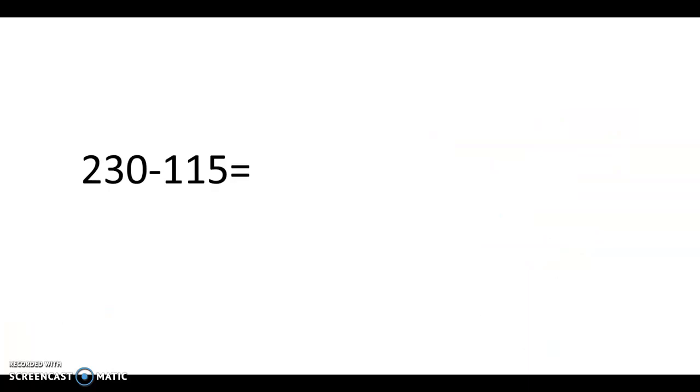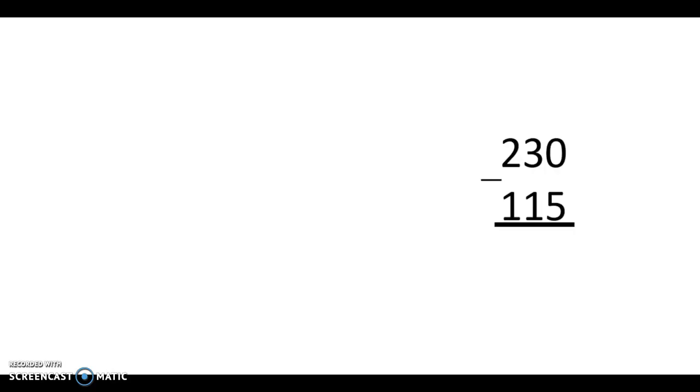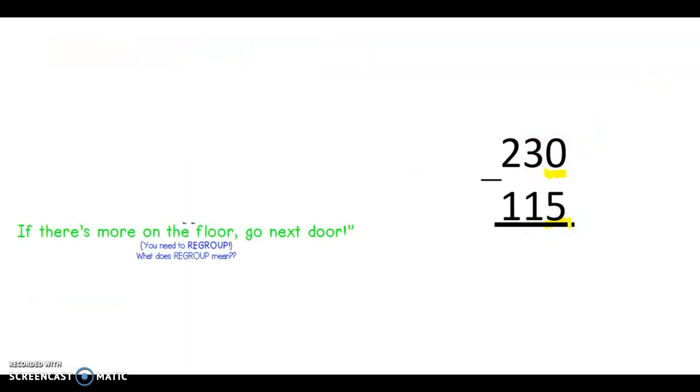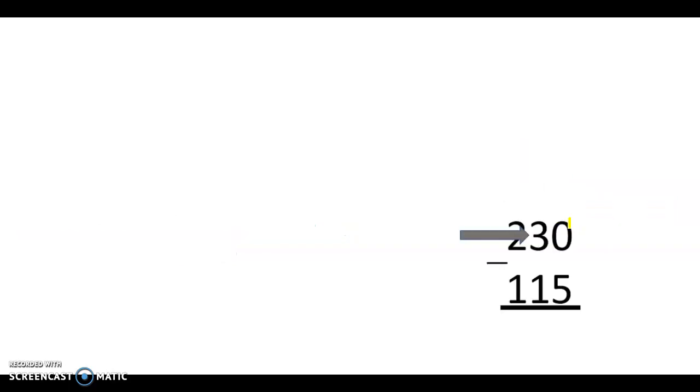All right, so now I have 230 minus 115. We're going to line it up vertically. Oh, notice I see a 0 already in my ones place. We look at our ones place first. Well, I've got 0 on top and 5 on the floor. And we know if there's more on the floor, go next door. If you have nothing, you can't take away from nothing. We've got to borrow. So we've got 5 on the floor, 5 is more, so we have to go next door to our tens place and borrow so that we can subtract our ones place.